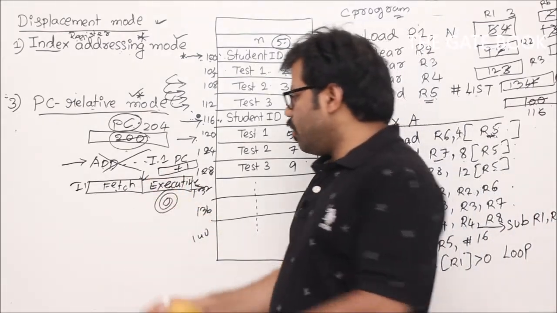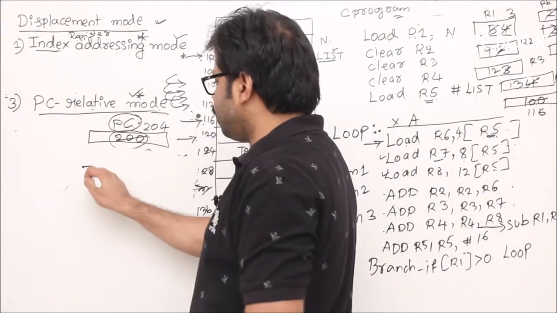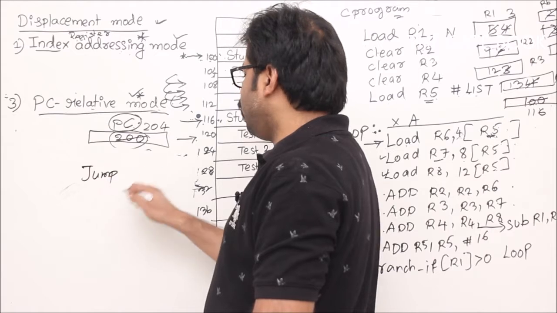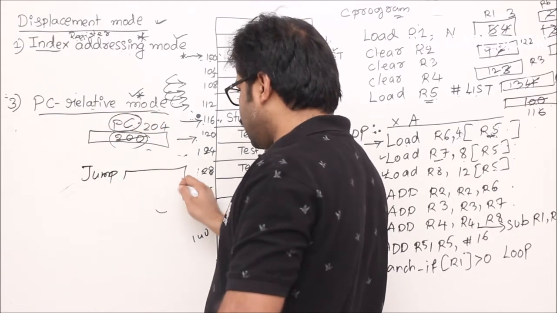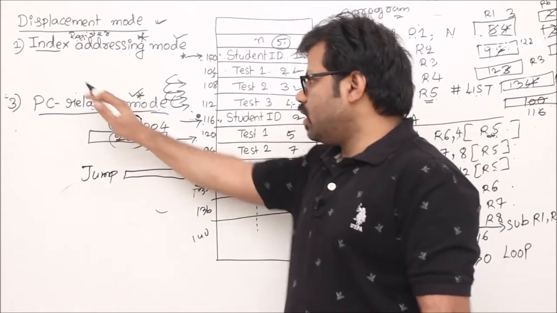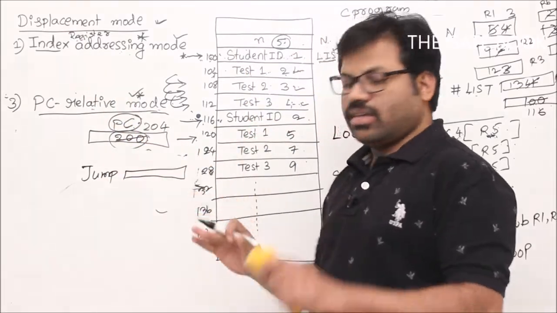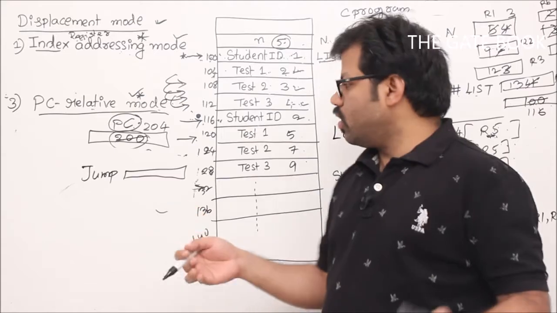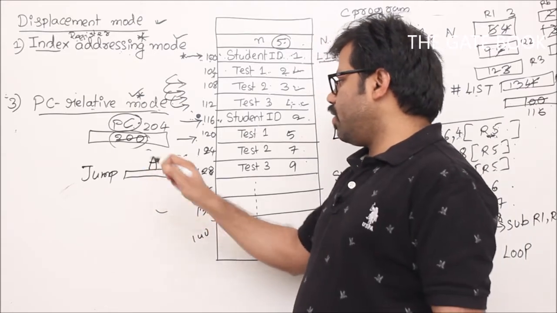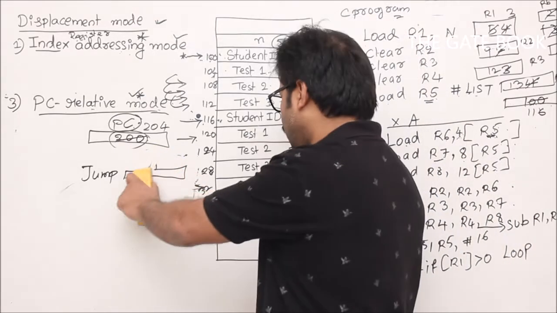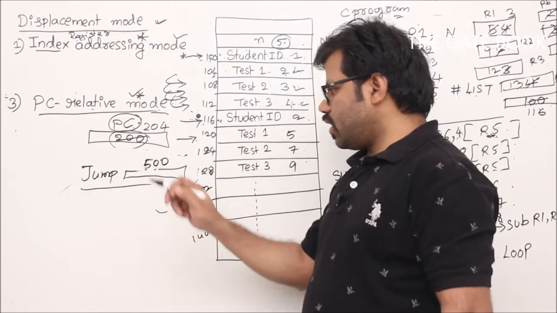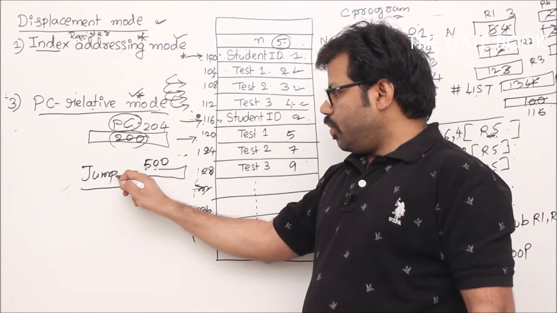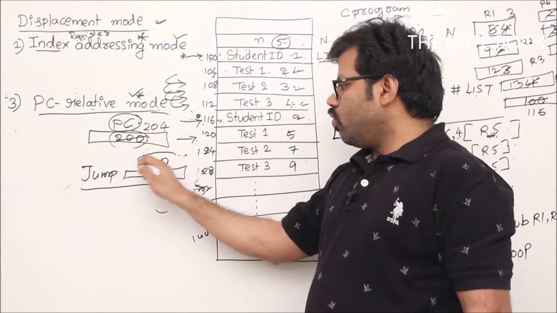Okay. But if there is a branch instruction like jump to, let's say it is not PC relative mode, directly we are mentioning the address. Forget about PC relative mode. If it is just the normal addressing mode, absolute addressing mode, we mention the address, jump to A. Otherwise, let's say there is an instruction called jump to 500. Whenever I write this kind of instruction, that means we have to go to 500.